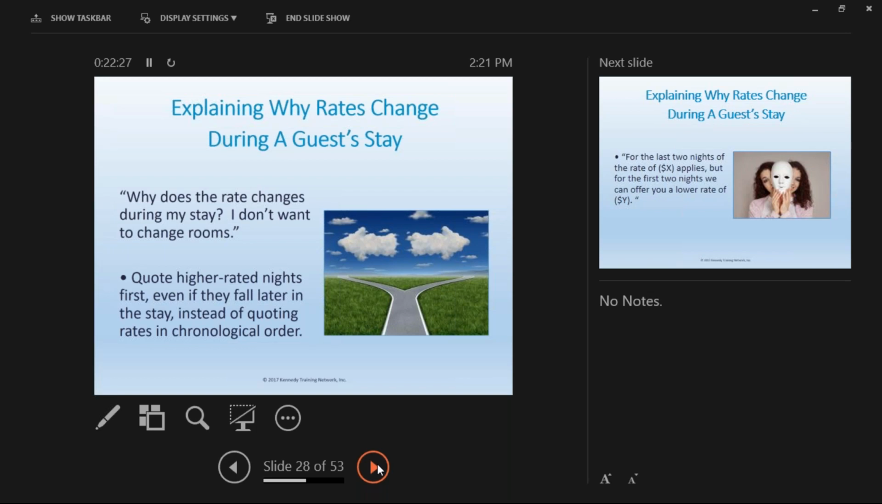So a lot of you may be instructed to tell guests the stay price and then also quote the per night. Or if you're only supposed to tell them the stay price, you may have a caller that asks how much for each night. When that happens, what we want to do is quote the rates not in chronological order, but rather mention the high rated nights first, even if they're later in the stay. All right. So I know that's a lot of words there. Let me explain it a little different way.